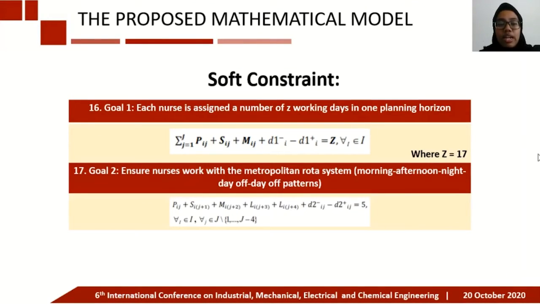After the hard constraints, there are two soft constraints. First, goal number 1: each nurse is assigned a number of Z working days in one planning horizon, where Z is 17. Goal number 2 is to ensure nurses work with the metropolitan rota system: morning, afternoon, night, day off patterns.